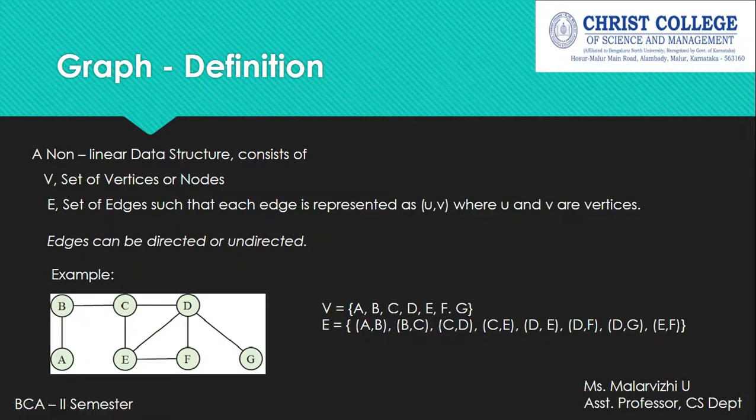So the definition of graph: it is a nonlinear data structure consisting of the set V of vertices and the set E of edges. The edges can be directed or undirected. This is an example undirected graph. There are 7 vertices in this graph: A, B, C, D, E, F, G, and the edges are represented as ordered pairs: A to B, B to C, C to D, C to E, and so on.